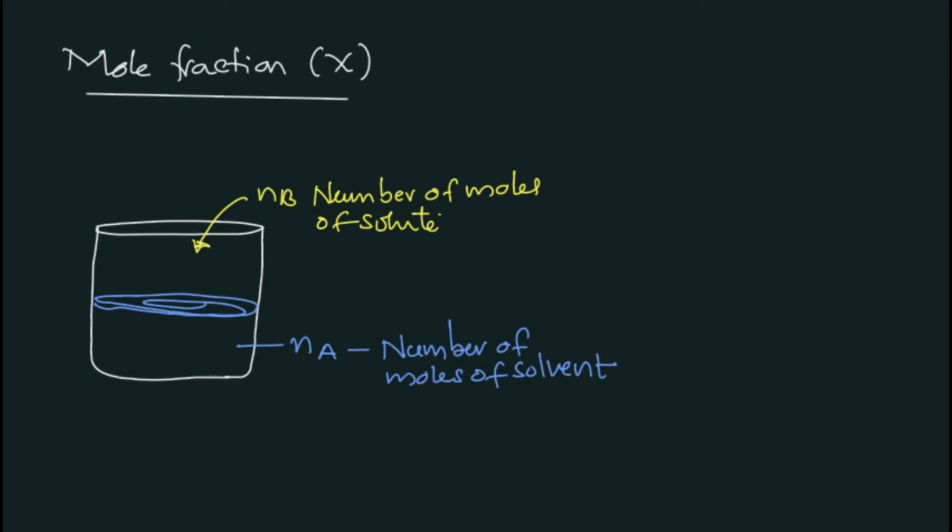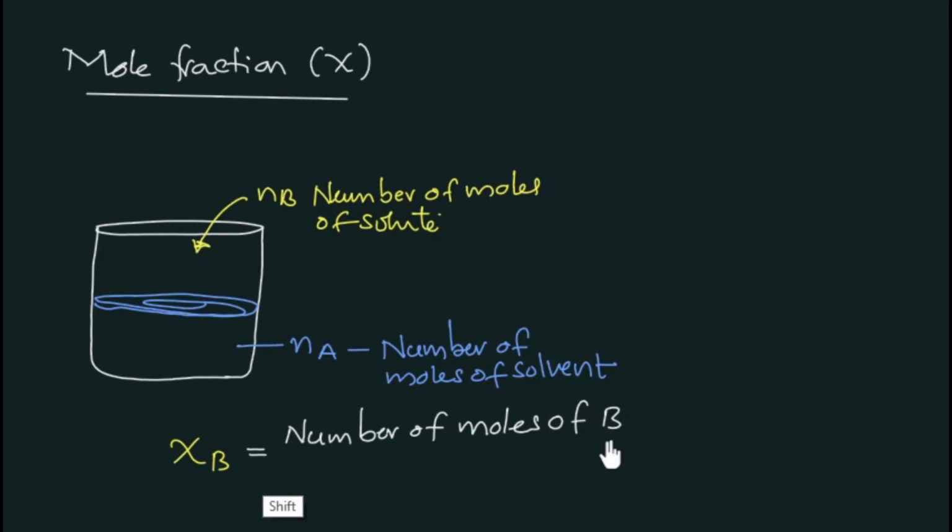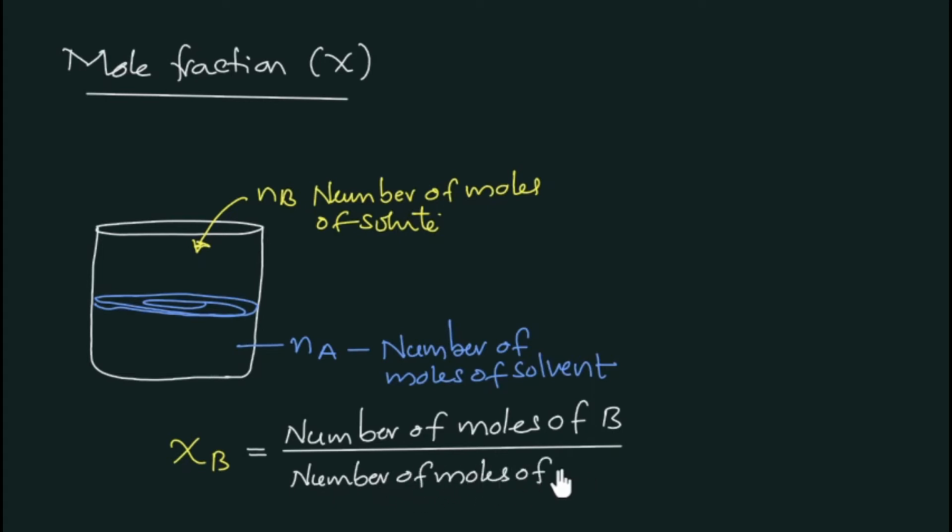Now to express the mole fraction of the solute, we need a formula. The mole fraction of solute, Xib, can be given by the formula: number of moles of one component, here the solute B, divided by number of moles of all the components. I'm calculating the mole fraction for Nb.